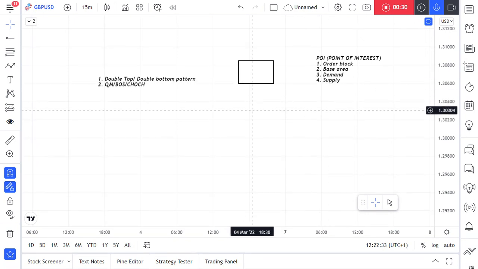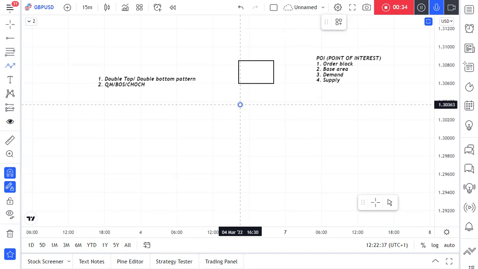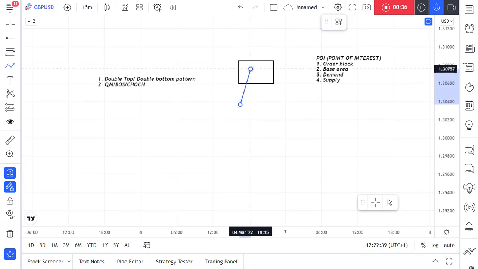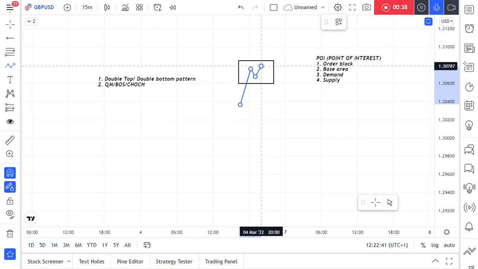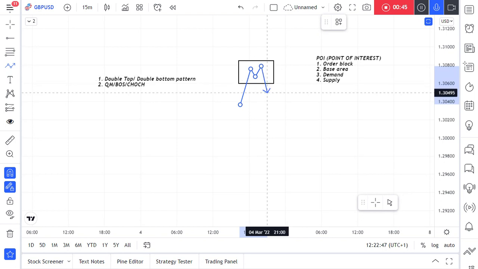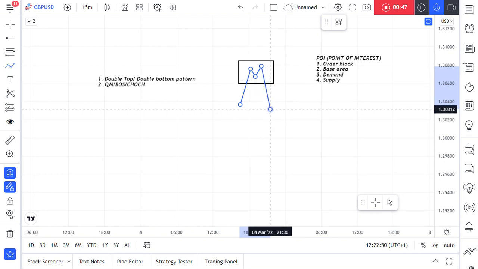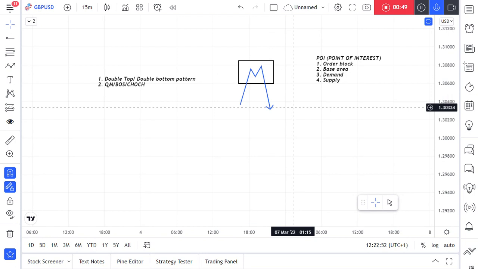Okay, so once price gets into my point of interest, what I do is that I look out for reversal patterns. For instance, we have the double top pattern. Once this pattern is formed and confirmed, then I take my sell trade, and that is basically how I trade. I react to the market once price gets into my point of interest.